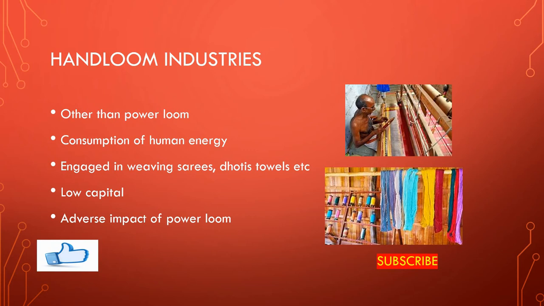Now let's move to the next one, handloom industries. Handloom means any loom other than the power loom. It is nothing but weaving of cloth without using machines, and this includes a hybrid loom on which at least one process of human energy is consumed for production. These industries are engaged in weaving saris, dhotis, towels, bed sheets, etc. They also require low capital for startup. Presently, they are facing keen competition from power looms and textile mills, as they cannot afford the cost of machinery. As a result, the production of these handloom industries is low, so they cannot compete with textile mills or power loom industries.